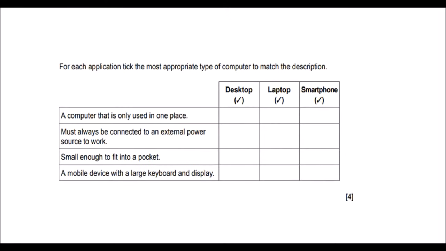First, this one says a computer that is only used in one place. What do you think? A computer that is only used in one place. It's not possible to move around. Yeah, that's desktop. Must always be connected to an external power. You see, we just talked about it. Must always be connected to an external power. Desktop also. Small enough to fit into a pocket, of course, that's smartphone. Then a mobile device with a large keyboard and display, so that would be a laptop.